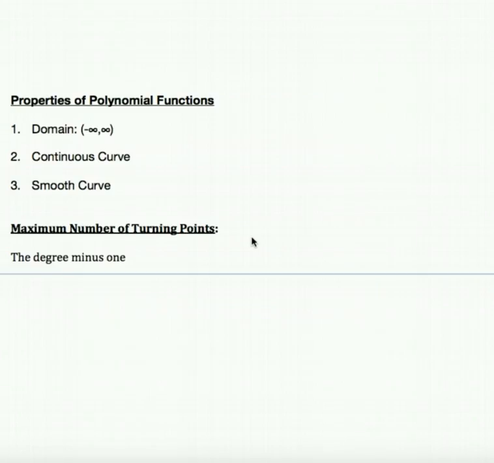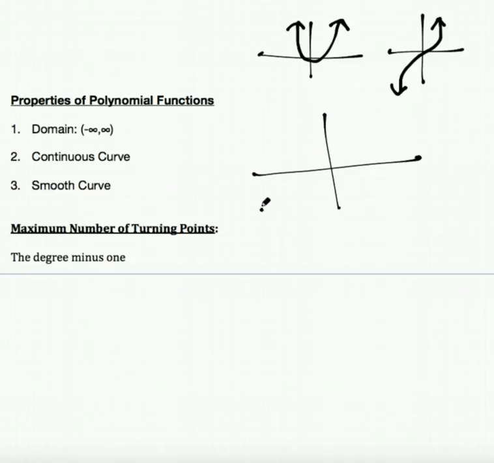Now let's discuss some properties of polynomial functions. The first property is that the domain is all real numbers, okay? Negative infinity to infinity. Polynomial functions are also continuous, smooth curves. So let me just show you some examples. A parabola, a basic parabola, that is a polynomial function. Your basic x cubed is a polynomial function. So notice they're continuous, they're smooth, and their domain is negative infinity to infinity. Okay? They can also look crazy like this. All right? Again, those are some examples of what polynomial functions may look like.